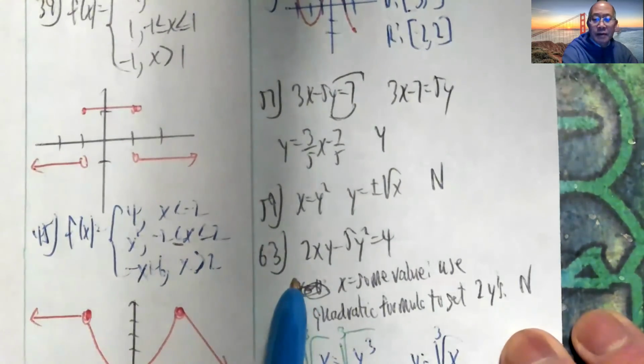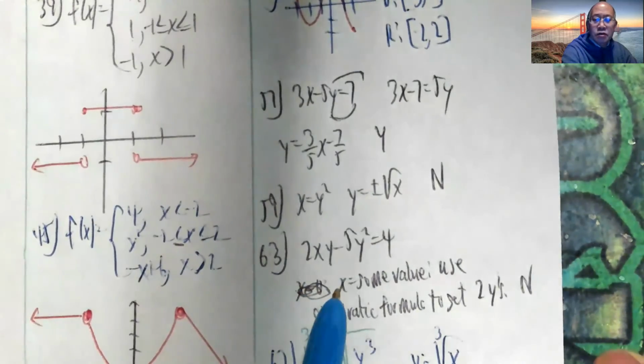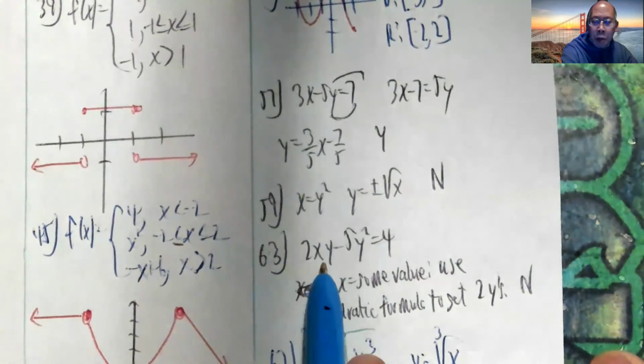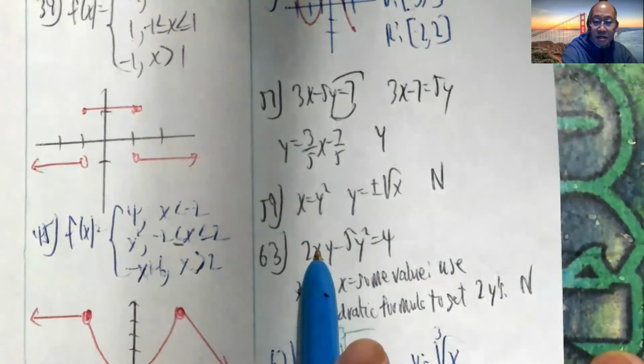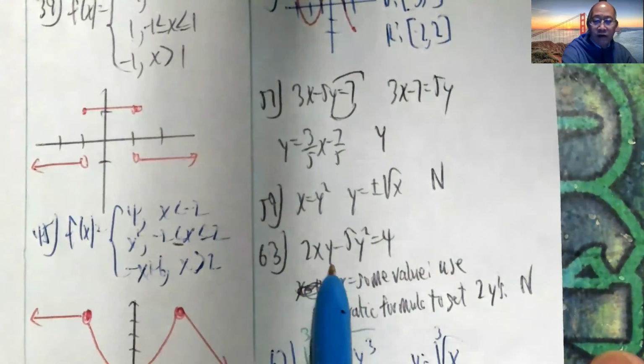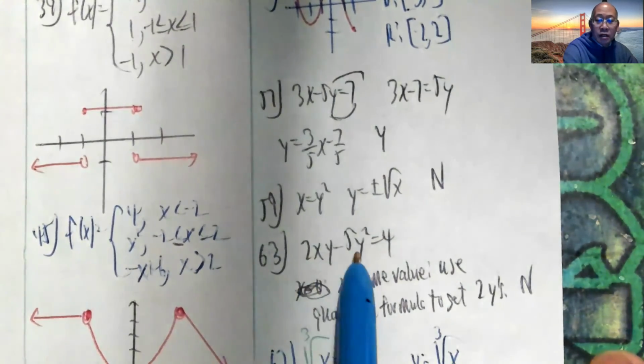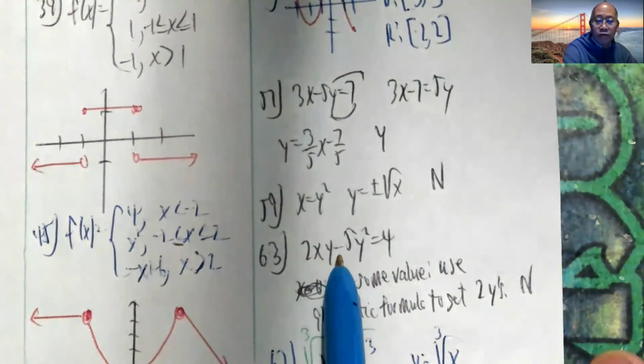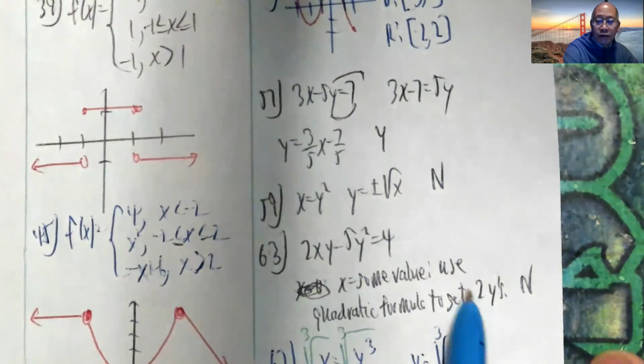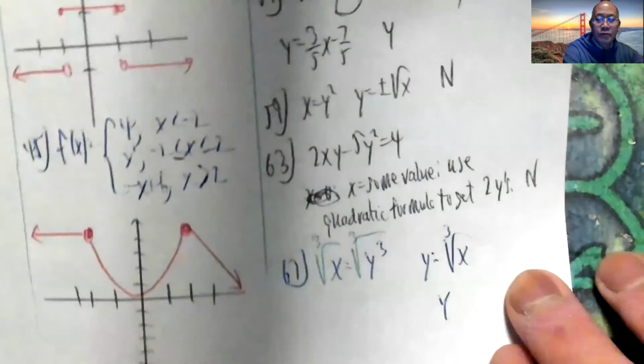63, I claim is not a function. If x equals some value, you can kind of tell for some values of x, to solve for y, you'll have to use a quadratic formula, which means there's going to be 2 y values, right? So if x is some number, 10 or 50 or 25, to solve for y, you would have to use a quadratic formula, which in general, you would have 2 solutions. So the answer to that is no.